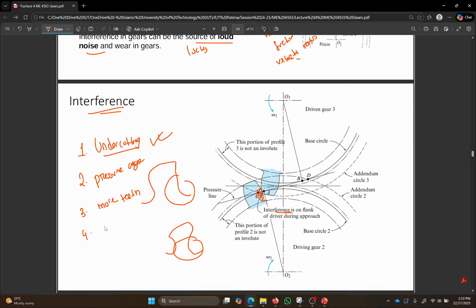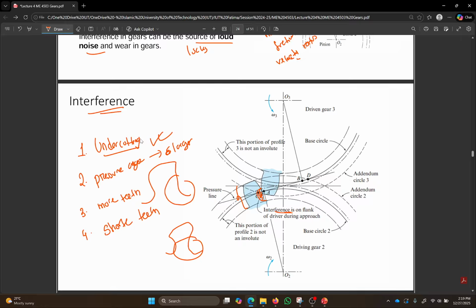Then there can be another solution: you can use a larger pressure angle. You can add more teeth. You can use shorter teeth. This is the teeth length, so you can use shorter teeth, with shorter distances between addendum, dedendum, and base circles. And these are basically some of the solutions.